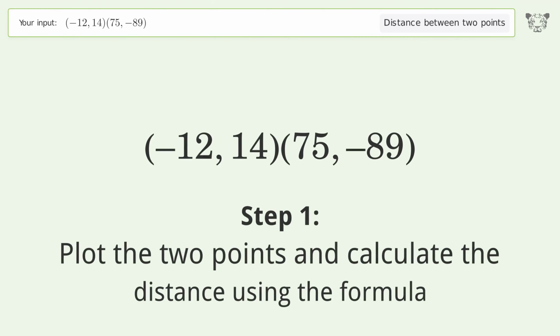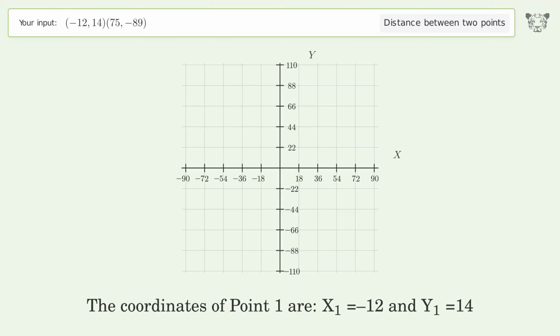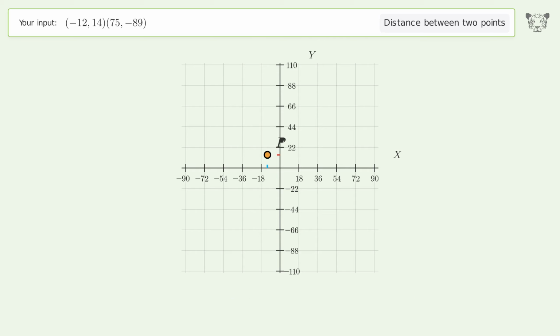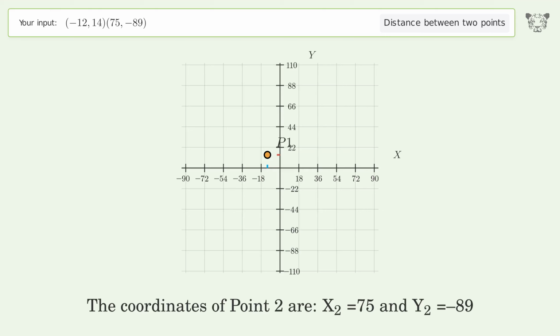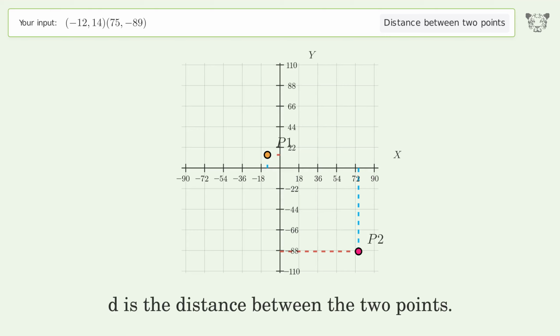Plot the 2 points and calculate the distance using the formula. The coordinates of point 1 are x1 equals -12 and y1 equals 14. The coordinates of point 2 are x2 equals 75 and y2 equals -89. D is the distance between the 2 points.